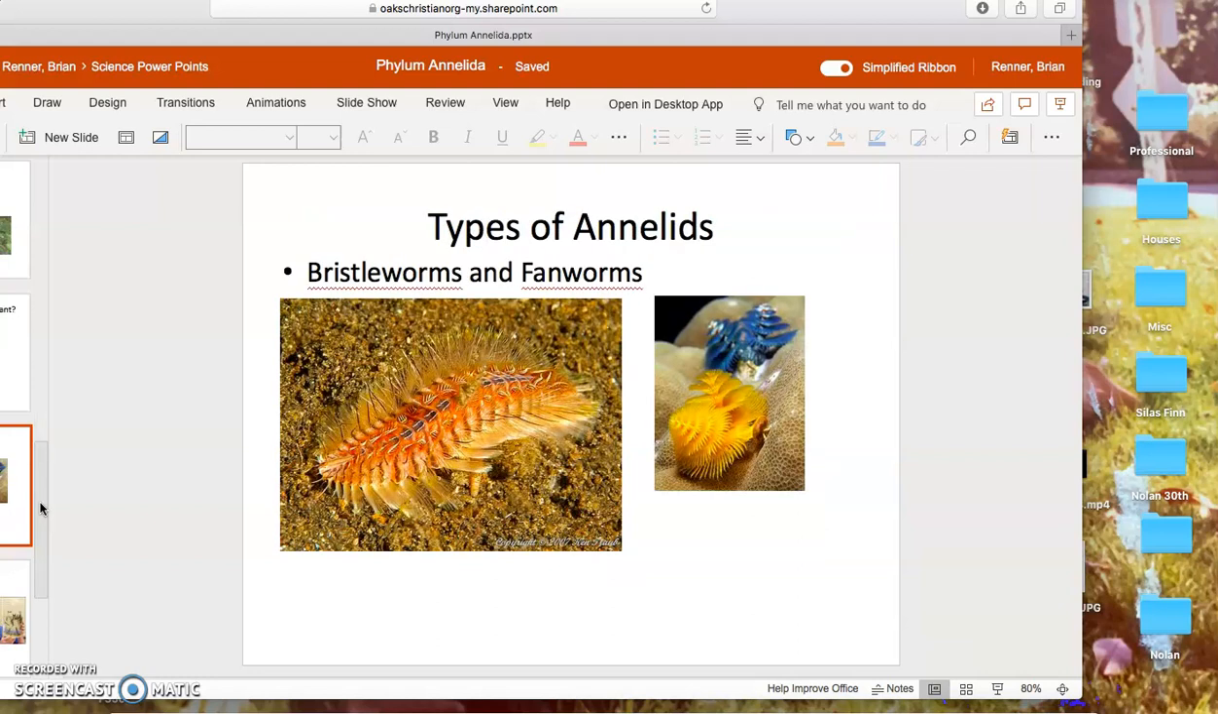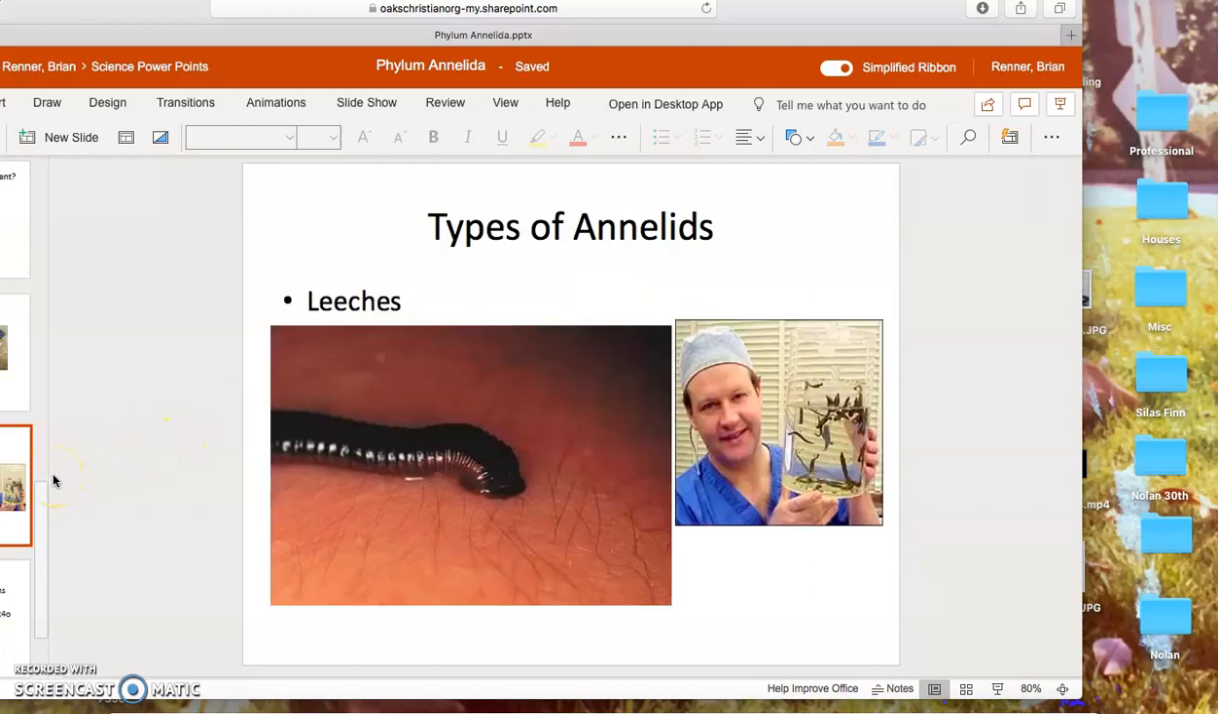I don't know. Anyway, the bristleworms and the fanworms belong to the same group because of those bristly things they have. They call them setae. So here's the fanworms, or the Christmas tree worms, living on a piece of coral. Here's a bristleworm, kind of self-explanatory, covered with all these little bristles. And then we have the leeches. We're going to watch a video on how leeches are actually used in medicine after surgeries to help reduce swelling and clean out an area where there's some internal bleeding and so on.